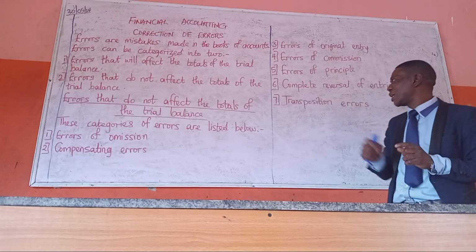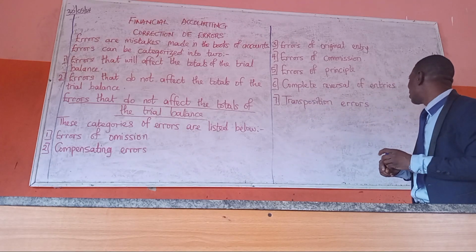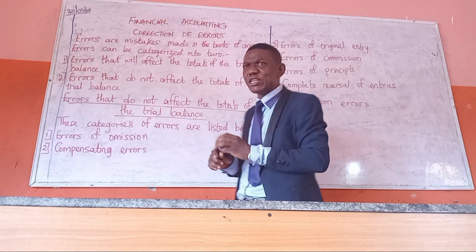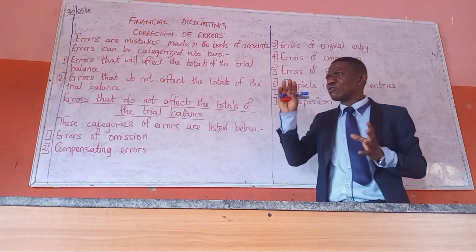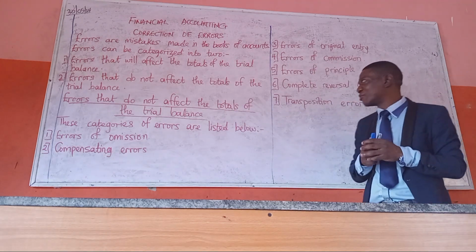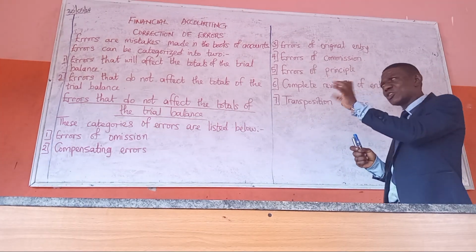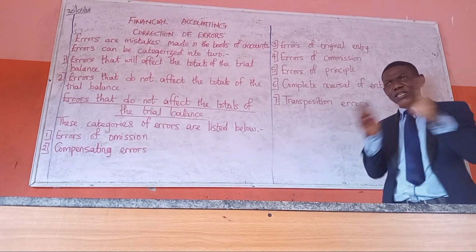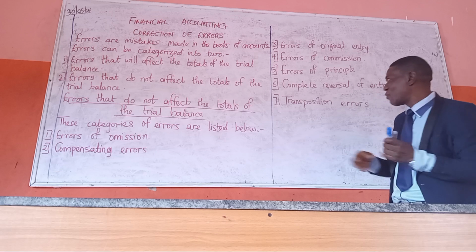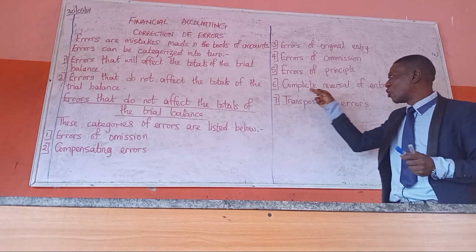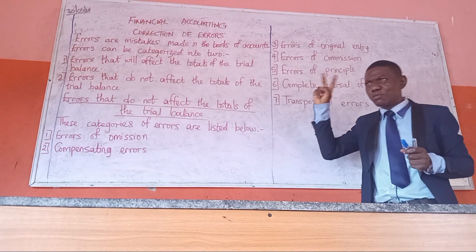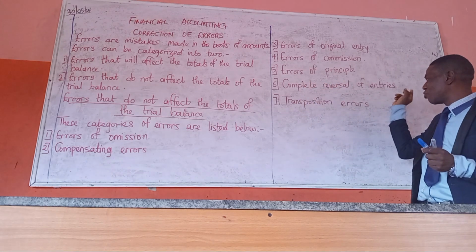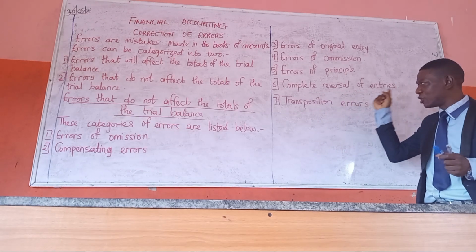Now let's look at the last one, which is complete reversal of entry. This error is saying that you have posted a transaction into the wrong side of an account. So in this case, you have to reverse everything, the figure completely. And when you are going to reverse the figure completely, automatically the figure is going to become double. By the time we start looking at transposition, we're going to understand this better.